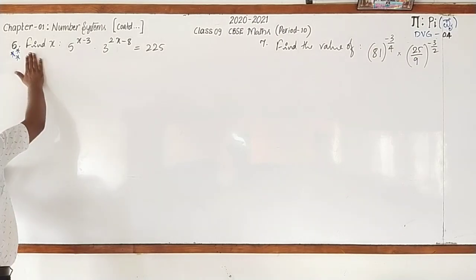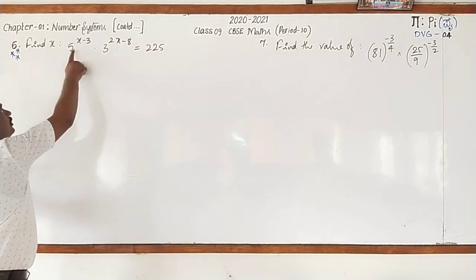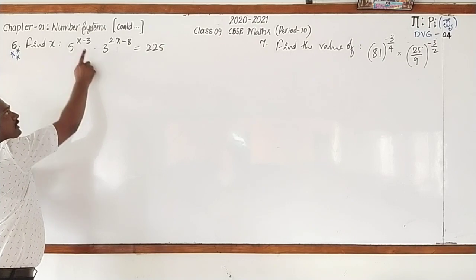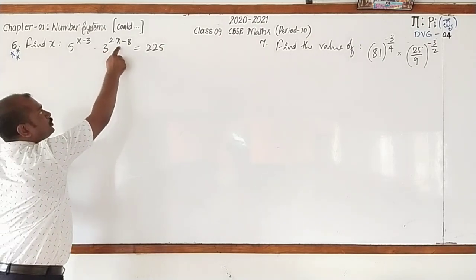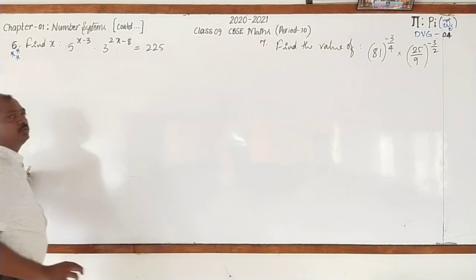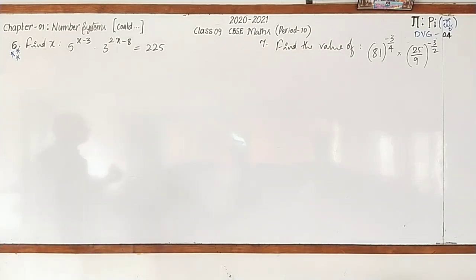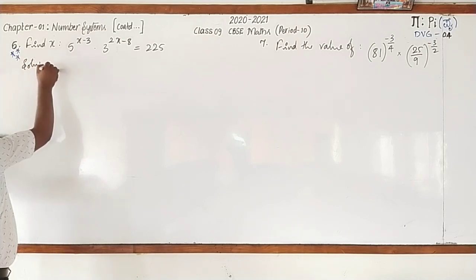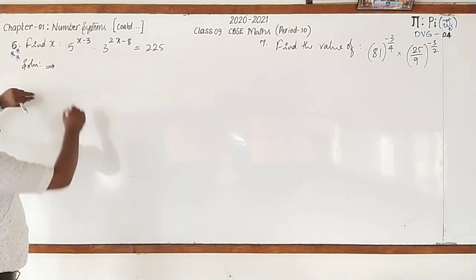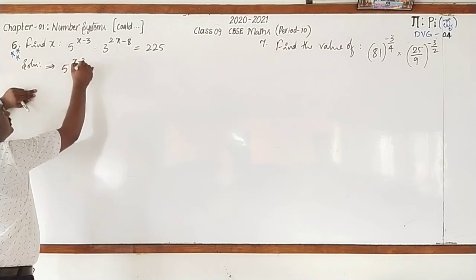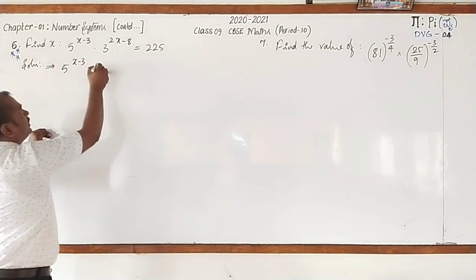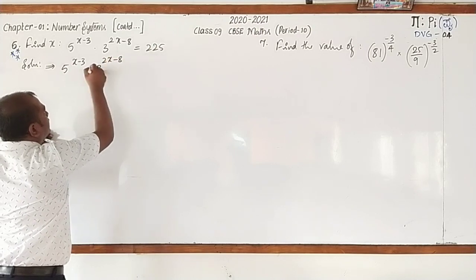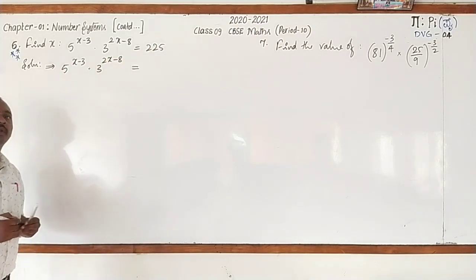Observe. Find x if 5 raised to the power x minus 3 into 3 raised to the power 2x minus 8 is equal to 225. Then how do you go about finding it? Just think over it. To find that out, you have to observe what possibilities are there. I write 5 raised to the power x minus 3 as it is, 3 raised to the power 2x minus 8 as it is, which is equal to 225.